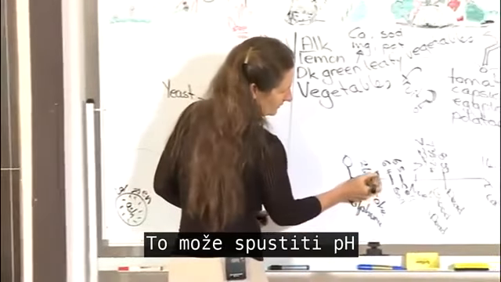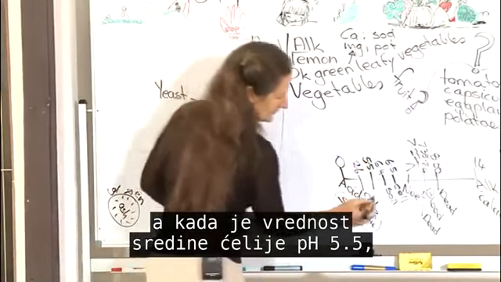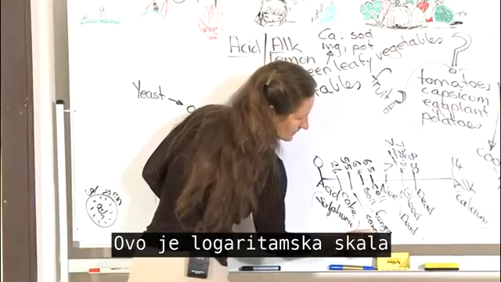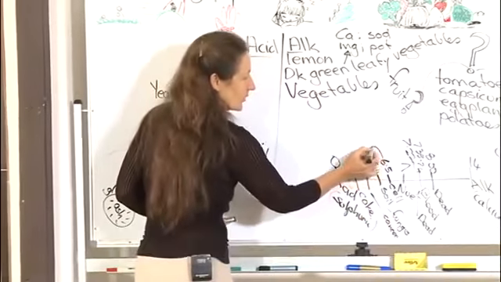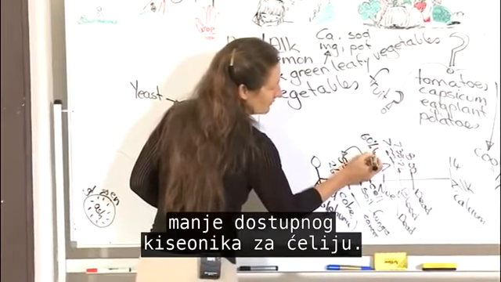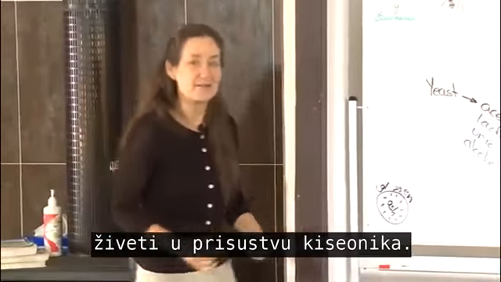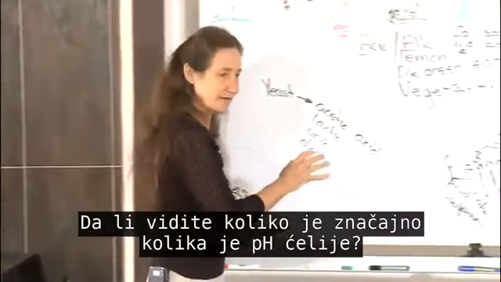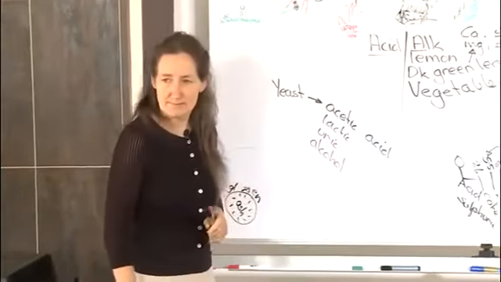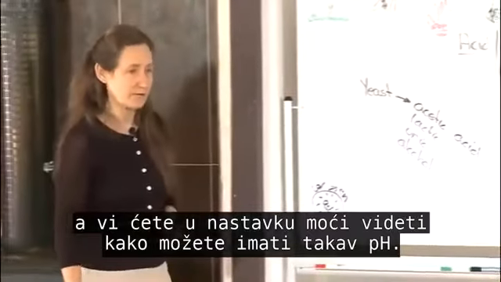That can bring the pH down to 5.5. And in a 5.5 environment in the cell, this is where fungus thrives. It's also where cancer thrives. This scale is logarithmic, so the drop of 1 point has quite a dramatic effect in the body. The drop of 1 point means 60% less oxygen available for the cell. Remember, cancer cannot live in the presence of oxygen. Can you see the ramifications of the cell pH? How important it is. It's the precision balance that your body runs at. And your body's constantly trying to get your cell pH at 6.5. And as we go through this, you will see how you can do it.